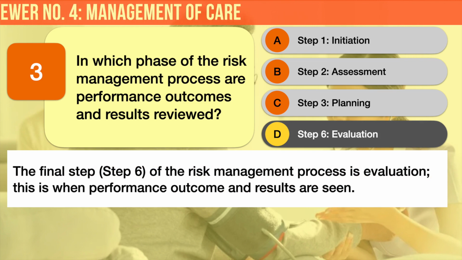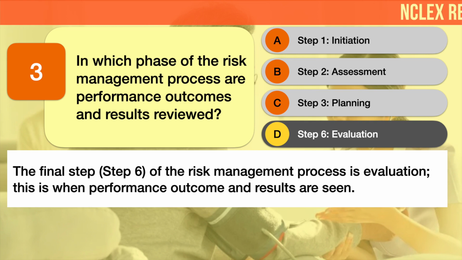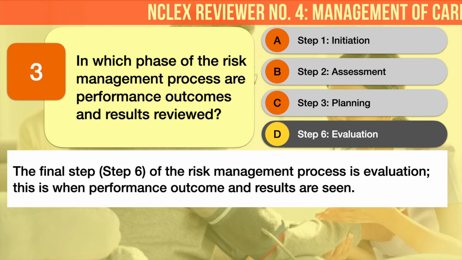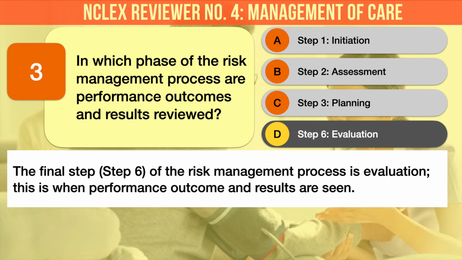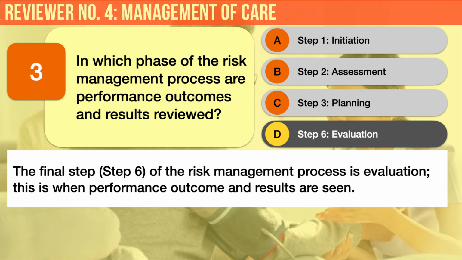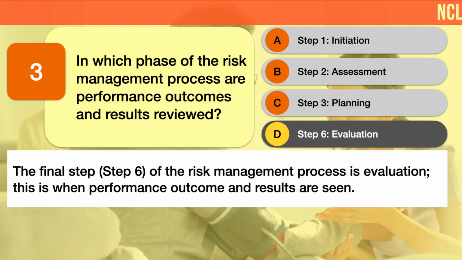Step 6, Evaluation. The initiation phase is step 1 of the risk management process. Assessment and identification of potential risks is step 2. Planning comes about in step 3 after potential risks have been identified and assessed. The final step of the risk management process is evaluation. This is when performance outcome and results are seen.